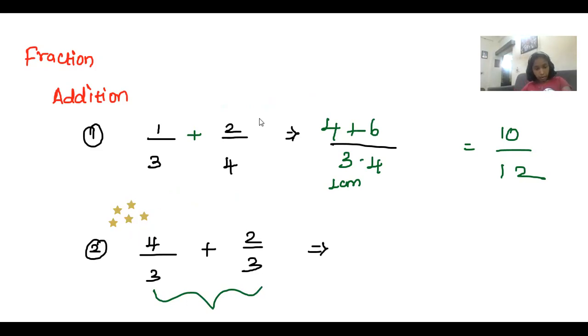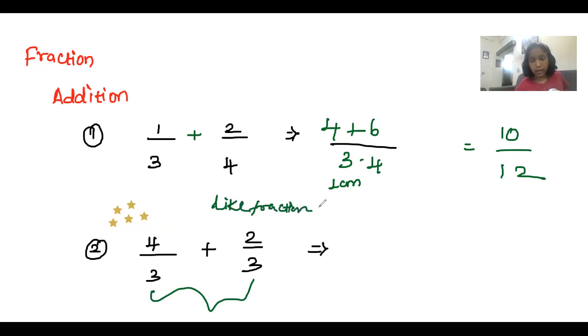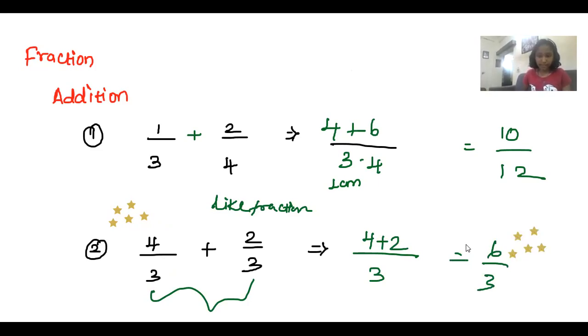No, ma'am, they are not proper fractions. 4 by 3 is an improper fraction, because the numerator is greater than the denominator. Yes, you are right. But they are like fractions, isn't it? So you don't have to perform any LCM. You can simply write the same denominator again and just add these two: 6 by 3. Exactly. Very good. I'm giving you stars for this.